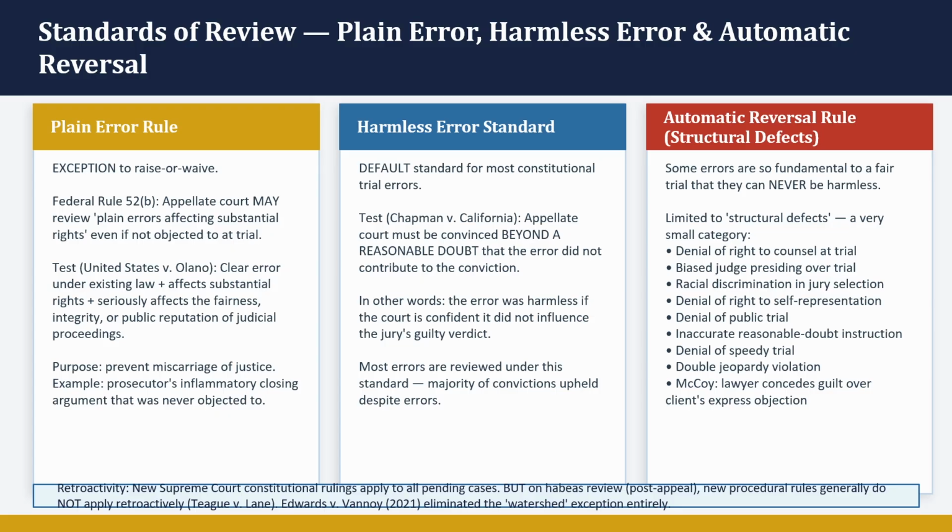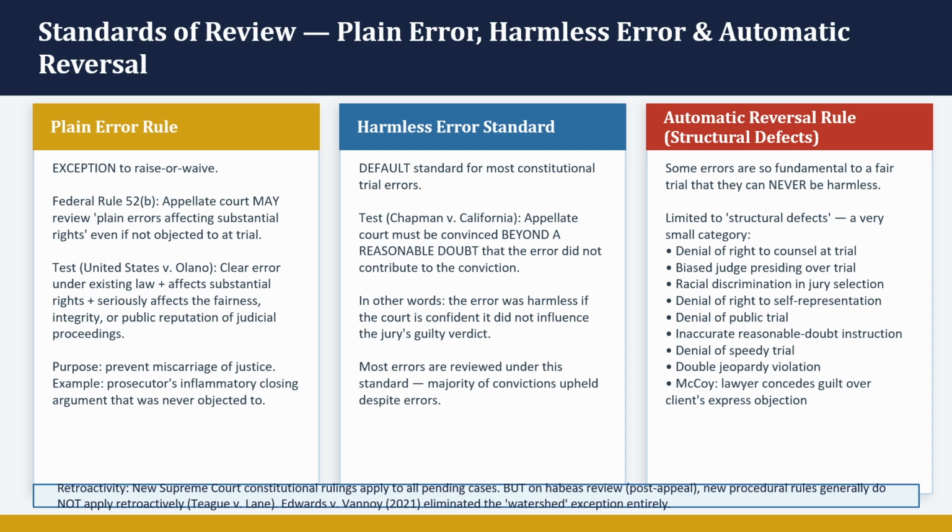The harmless error standard applies to most constitutional trial errors that were properly preserved by objection. The constitutional standard comes from Chapman v. California in 1967. The error is harmless only if the court is convinced beyond a reasonable doubt that it did not contribute to the conviction. This is the prosecution's burden to meet.